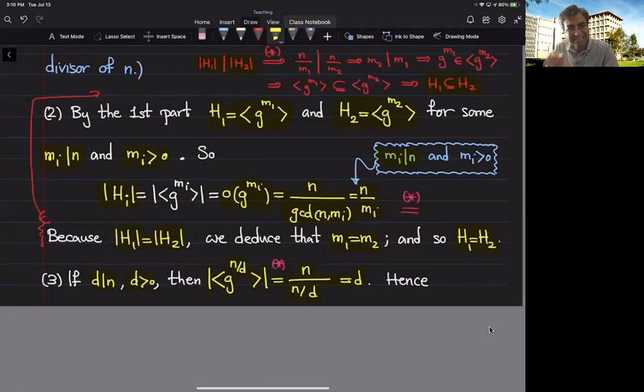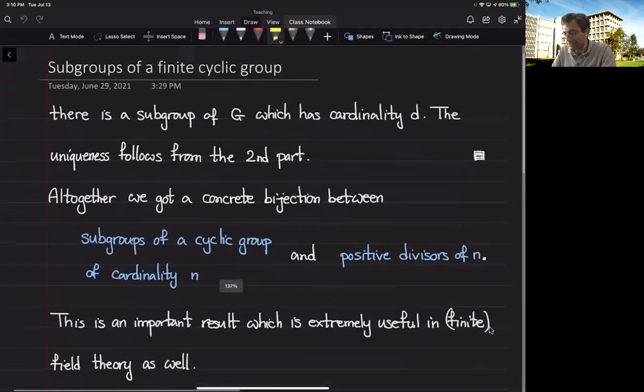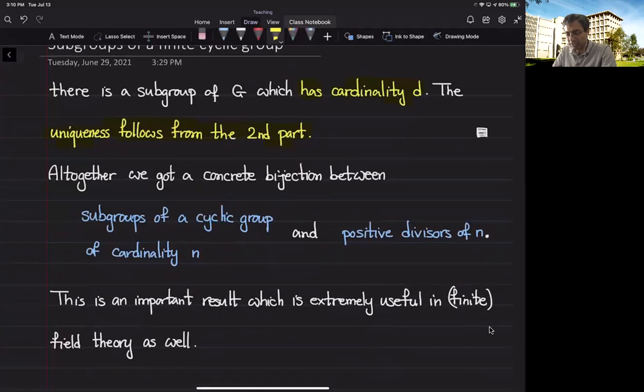So we end up getting a cyclic group that has order D, but we have already proved that if I give you two cyclic subgroups and they have the same cardinality, then they are the same subgroup. That implies the uniqueness. So we showed the existence of a subgroup that has cardinality D, and the uniqueness follows from the second part, which says that if two subgroups have the same cardinality, then they are equal. So altogether, we get this concrete bijection between subgroups of a cyclic group of order N and positive divisors of N.